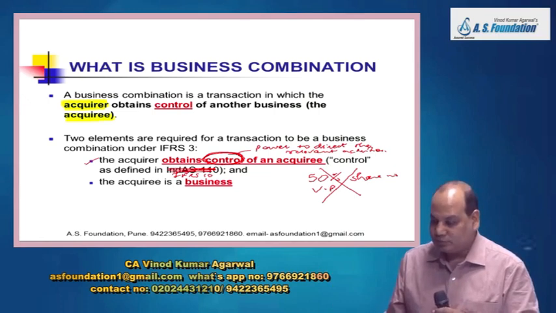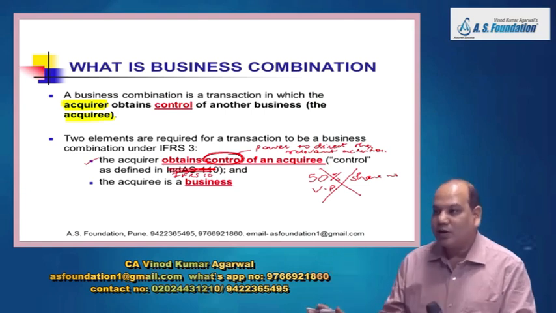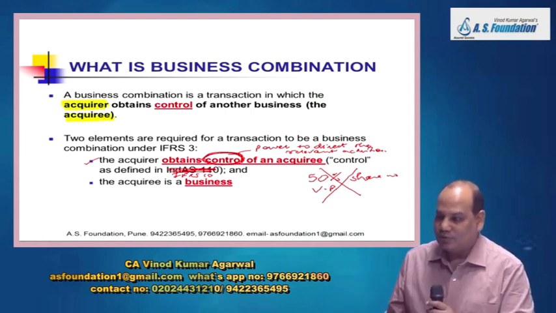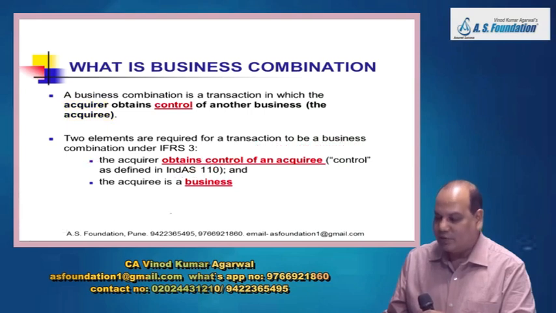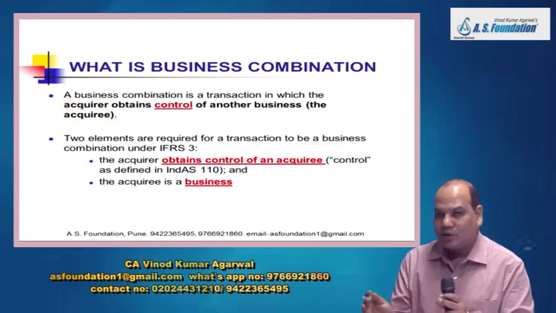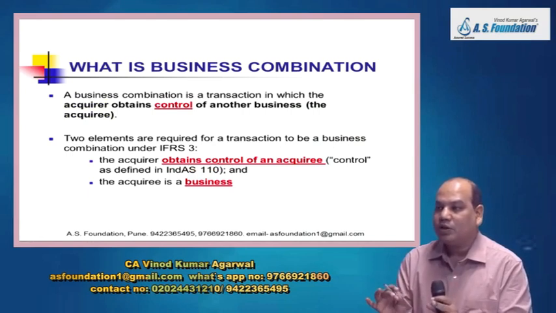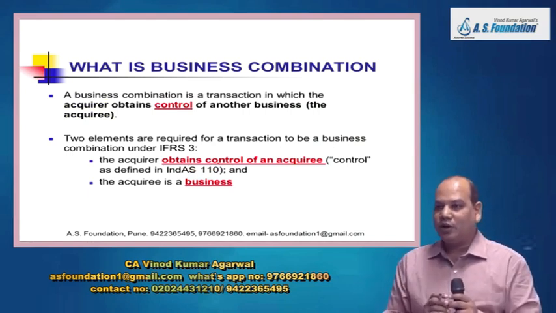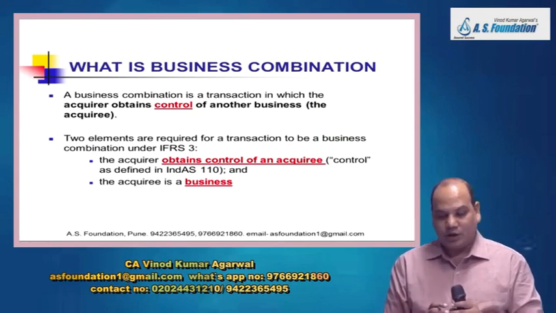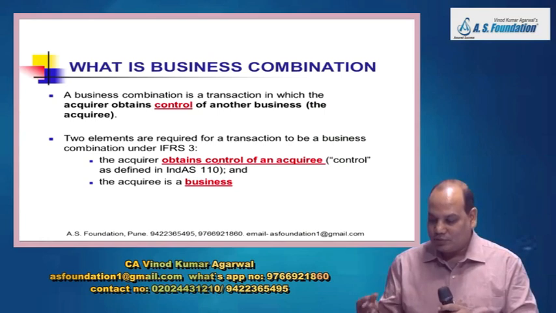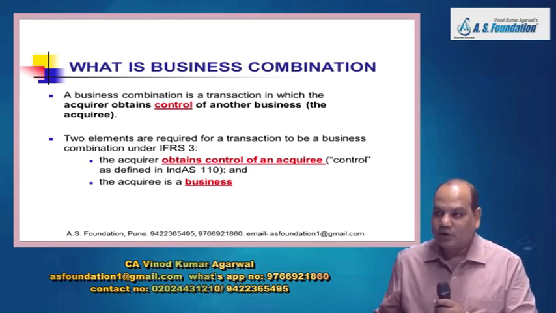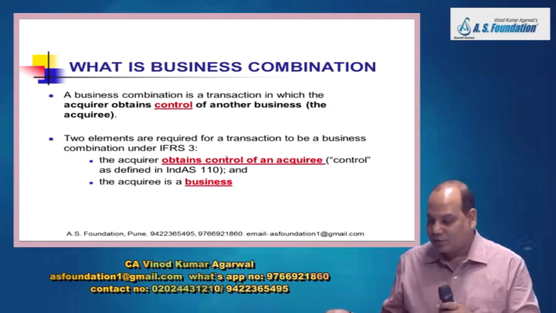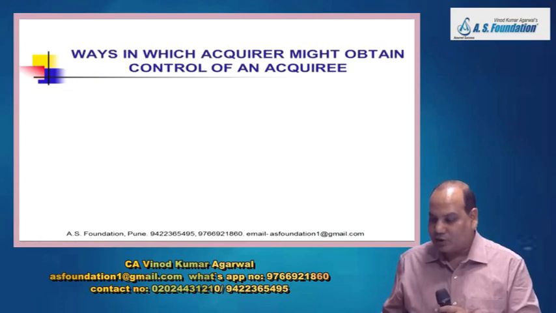Both are possible. So one has to really look at the definition of control, apply it in the given situation and see whether control is acquired or not. Control is acquired when you can direct the relevant activities. Now, what do you mean by relevant activities? It is all financial and operational activities which are key for running an organization, like decisions relating to buying, selling, manufacturing, distribution, raising of funds. What is relevant in a business? These are the relevant activities, all key activities, and you can take decisions with respect to them.